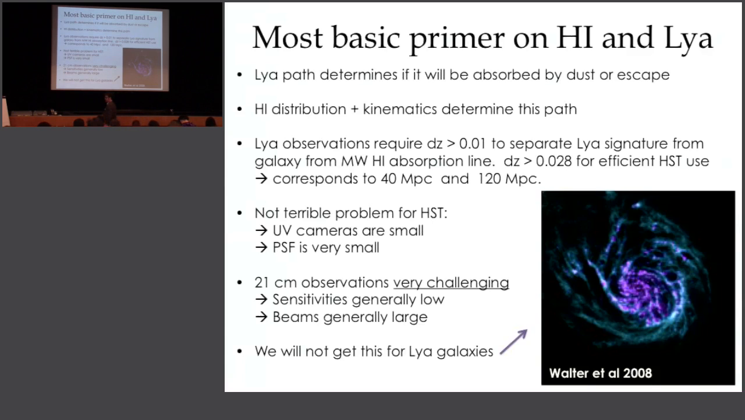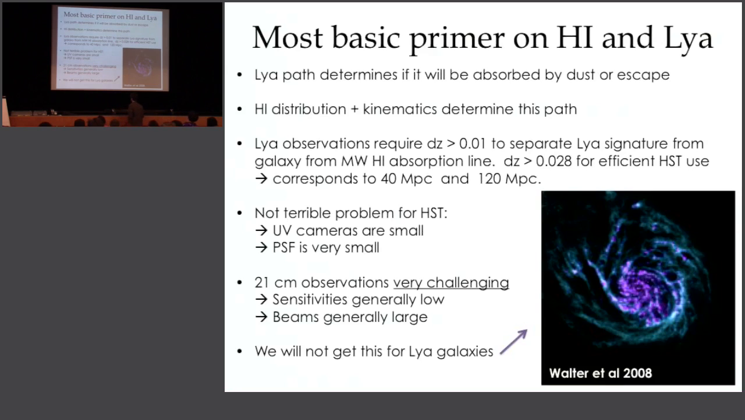These observations require that you look for galaxies to be at redshift beyond 0.01. I said this the other day, this is to shift Lyman-alpha out of the Milky Way H1 absorption so it gets through our galaxy and into our telescopes. This puts a lower limit on the distance of about 40 megaparsecs. And to do things efficiently with the HST, this 0.01 has to go to almost 0.03, which is 120 megaparsecs. And that's nice for HST, nice for getting UV observations. It's terrible for getting radio observations.